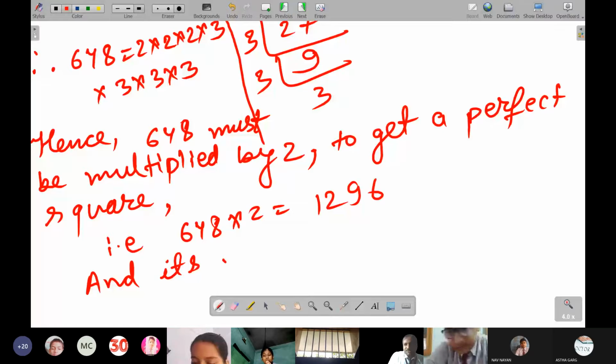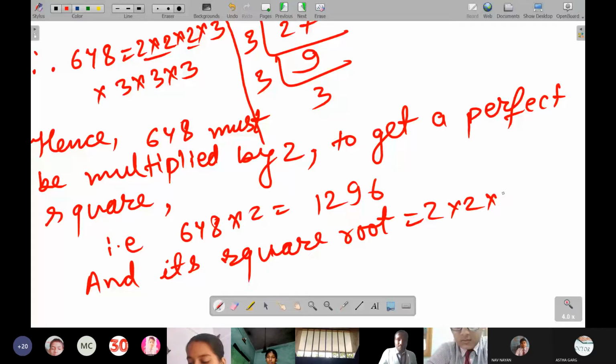So the square root will become, now pair it: 1, 36. 2, sir, another 2, and 3 3 is 9, so it will become 2 into 2 into 3 into 3, that is 36. So 36 is the square root, and 1296 is the square number. Here it has been asked, by which number, that you have to find.